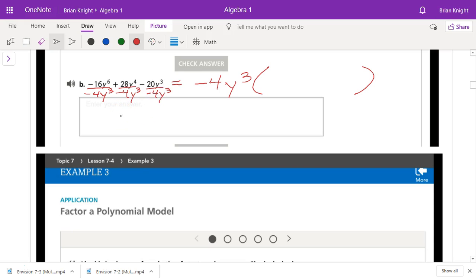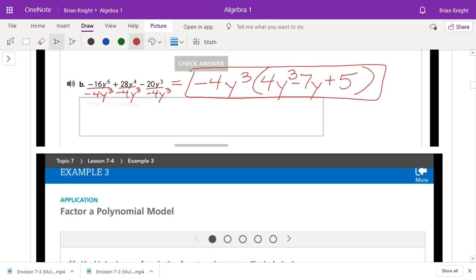So, numbers first. Negative 16 divided by negative 4 is positive 4. y to the sixth divided by y to the third is y to the third. 6 minus 3 is 3. Remember, when dividing, you subtract the exponents. 28 divided by negative 4? Negative 7. y, 4 minus 3 is just y. And then negative 20 divided by negative 4 is positive 5, and the y to the thirds cancel. Okay? Easy enough? All right.